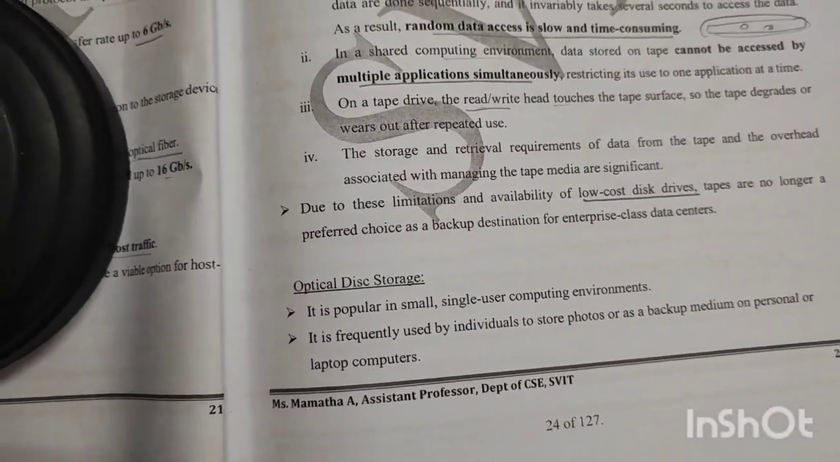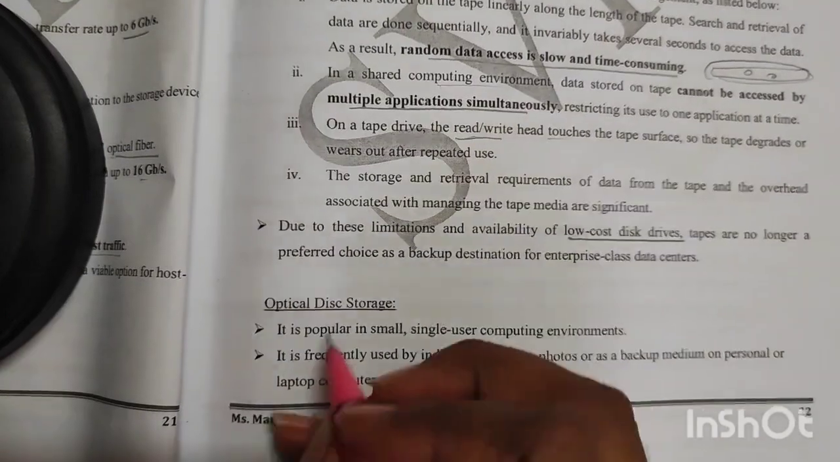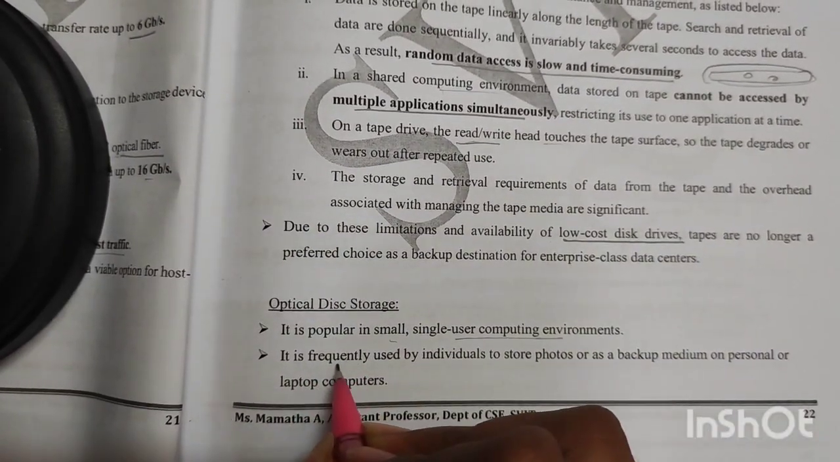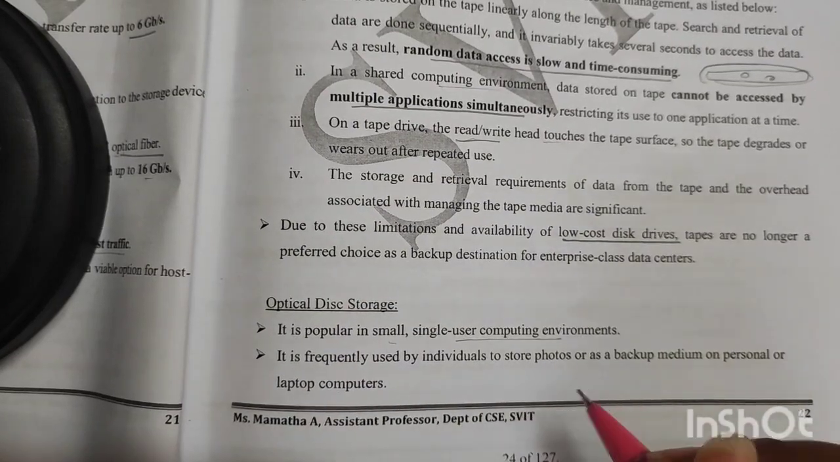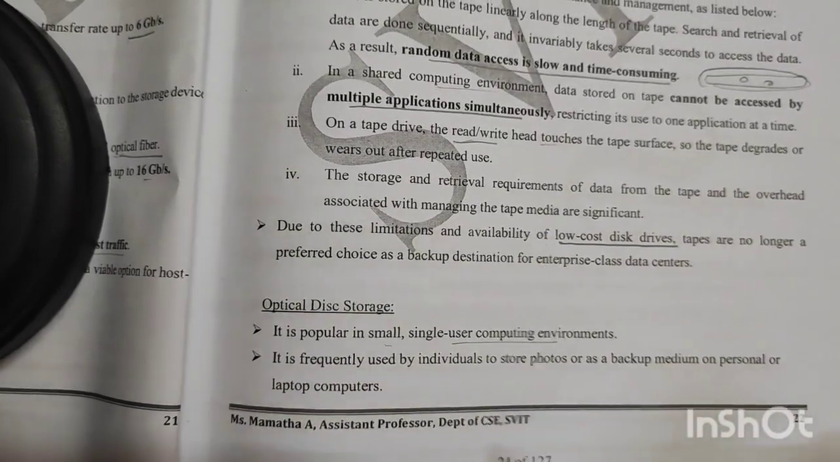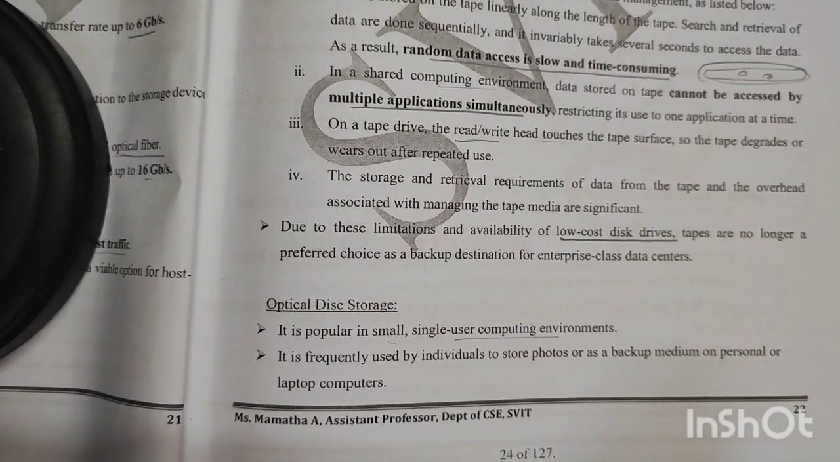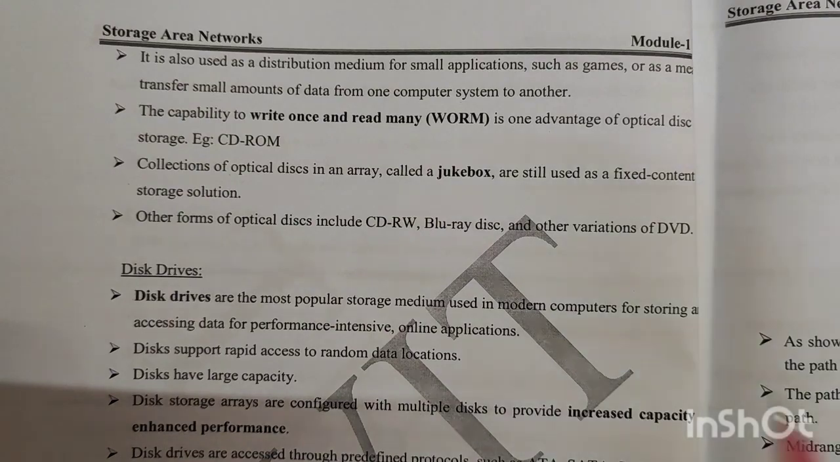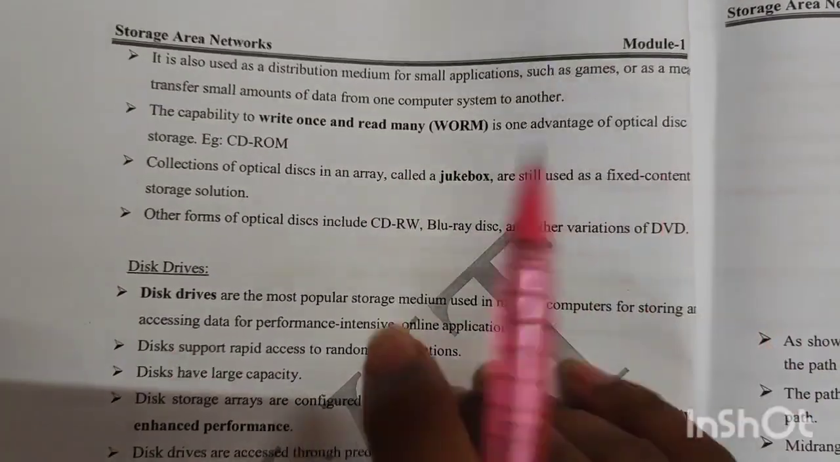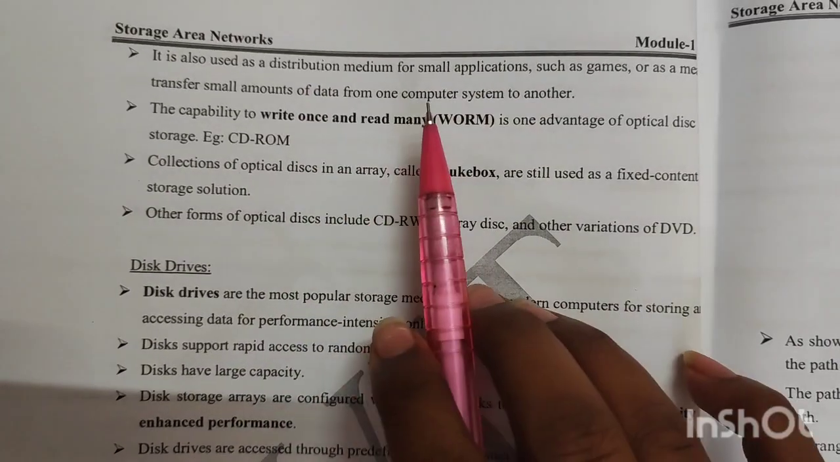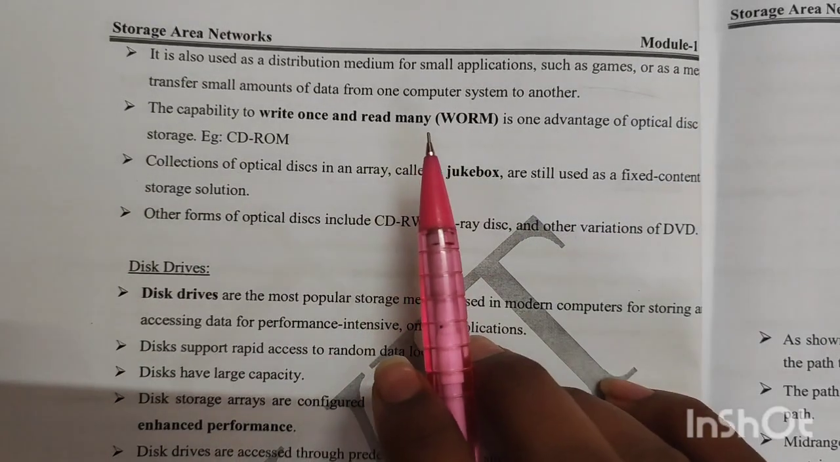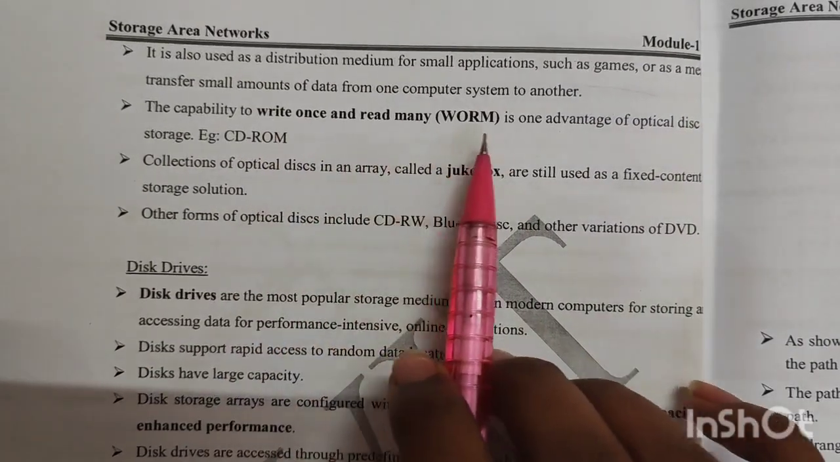So you have optical disc storage. It's a small, single user computing environment, frequently used by individuals to store photos and backup memories on laptops and computers. Optical discs are also used for small applications such as games, or as transferable media from one system to another. This is write once and read many times.